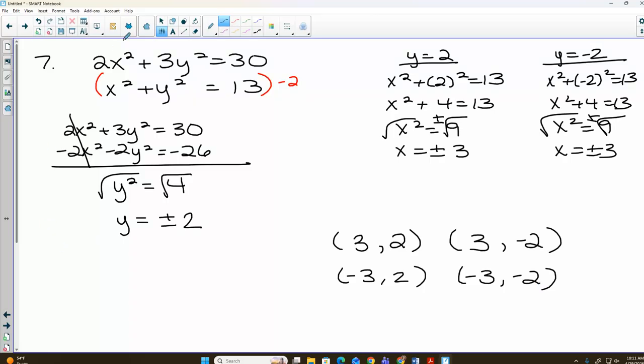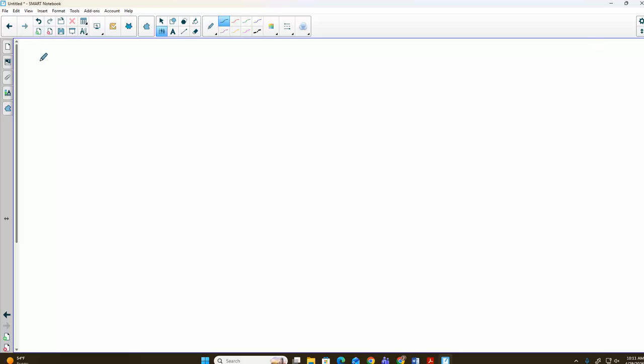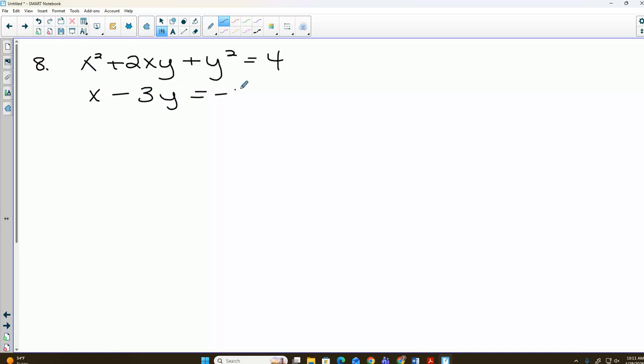Okay. Number 8. This one is really hard to do with elimination because we really have too many different things. We have an x squared, a y squared, an x and y multiplied together, an x and y by themselves, and there's just too much stuff to eliminate here. So that means substitution. What would you try to solve for?